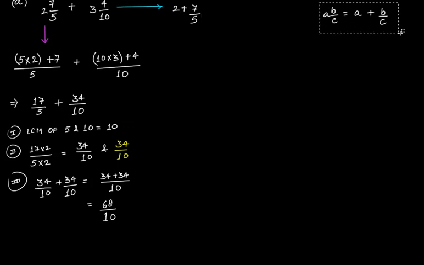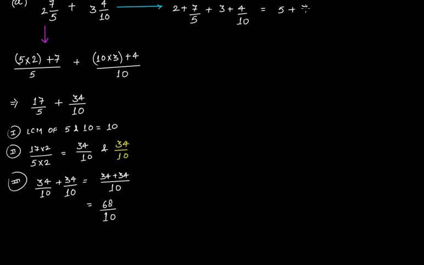If you are getting confused, then please go to the theoretical videos on mixed fraction. Then there will be no confusion for you in understanding this one. So this can be written as 2 plus 7 over 5, and further this can be written as 3 plus 4 over 10. Now you can add 2 and 3, you will get what? 5 plus 7 over 5 and plus 4 over 10.